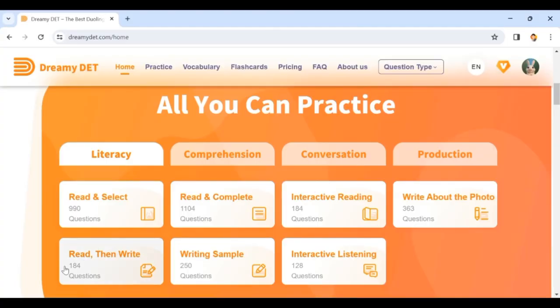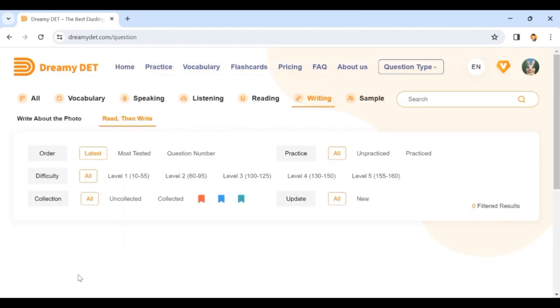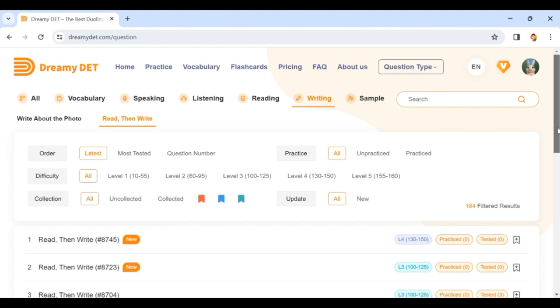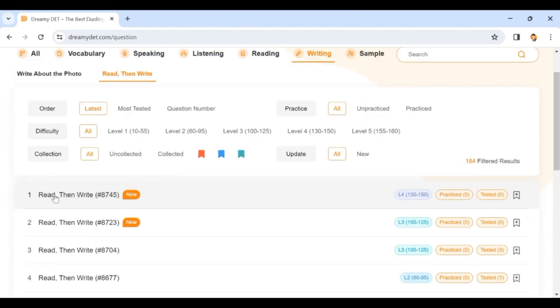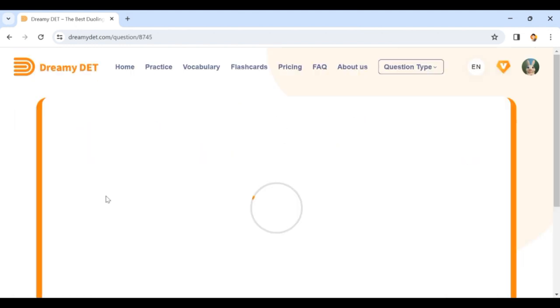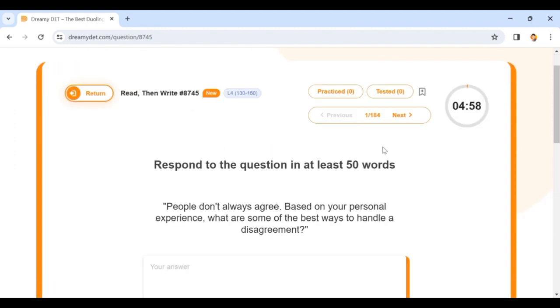Okay, so the next question type is read then write, and here is the question type read then write. You can actually have 184 questions, and if I click on this one, let me just show you practically. So let's click on a practice test, read then write. Okay, so you can see: respond to the question in at least 50 words. People don't always agree. Based on your personal experience, what are some of the best ways to handle a disagreement?